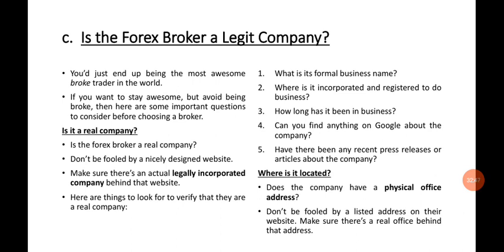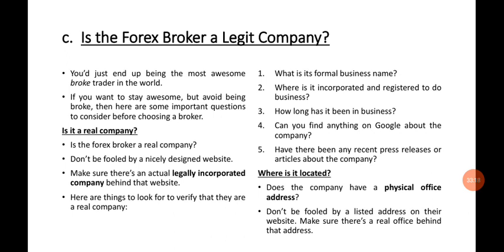Don't be fooled by a nicely designed website. Make sure there's an actually legally incorporated company behind that website. Here are things to look for to verify that they are a real company. What is its formal business address? Where is it incorporated and registered to do business? How long has it been in business? Can you find anything on Google about the company? Have there been any recent press releases or articles about the company?